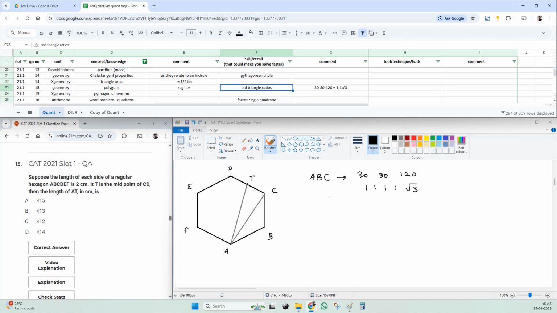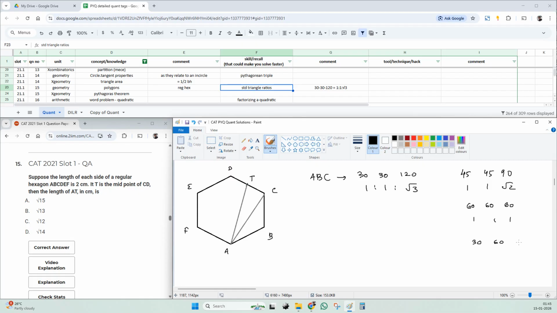The 45, 45, 90 triangle, for example, isosceles right triangle, has 1 is to 1 is to root 2. The 60, 60, 60 obviously is an equilateral triangle, 1 is to 1 is to 1. There is the 30, 60, 90, which is 1 is to root 3 is to 2. These are most of the examples, right? You should know this by heart. Now, that means that if AB is 2 and BC is 2, we have AC is 2 root 3 based on this ratio.